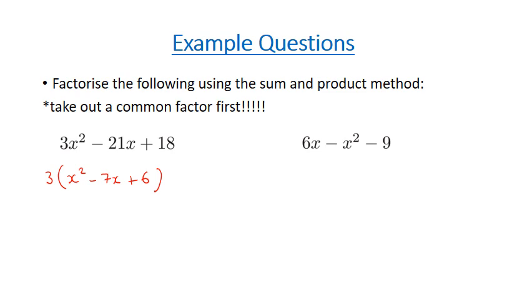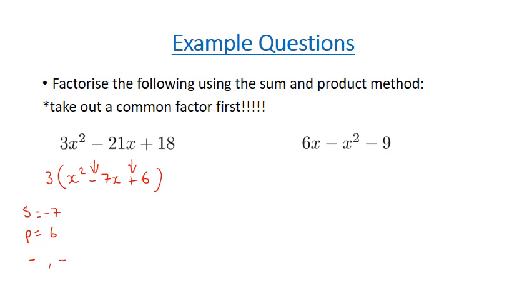This is very similar to factorizing the first example we went through. We can ignore the 3 now because it's a common factor, it's been taken out. We just need to factorize the quadratic. In order to do that, we have a sum of minus 7 and a product of positive 6. This symbol here is a negative, so I know my two numbers are going to be negative. I know they're both negative because this answer is a positive, and a negative times a negative gives me a positive.